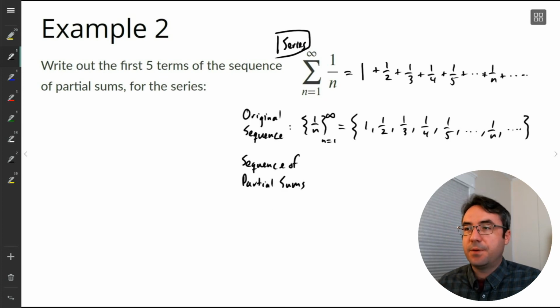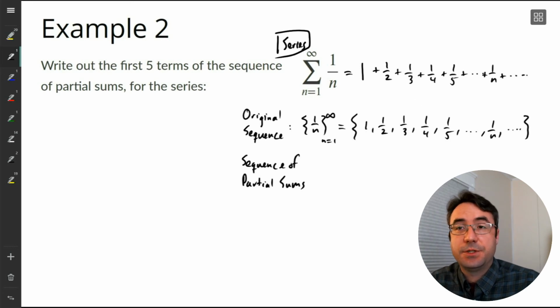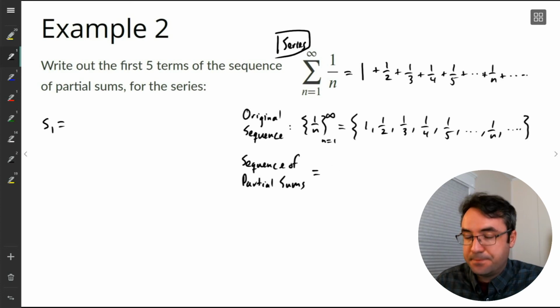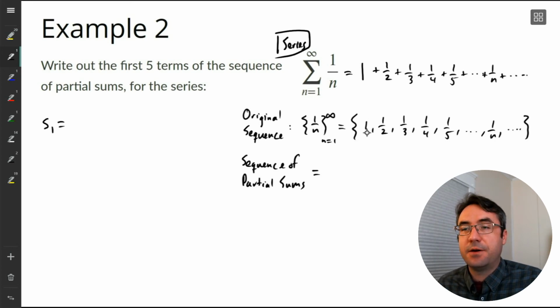And this is going to be when we add progressively more and more of the terms in our original sequence. So we're going to calculate this. So let's start. What's S1? Well, S1 is where we just take the first term of our sequence. So it's 1.